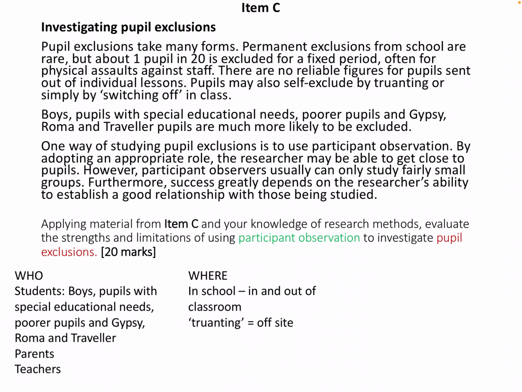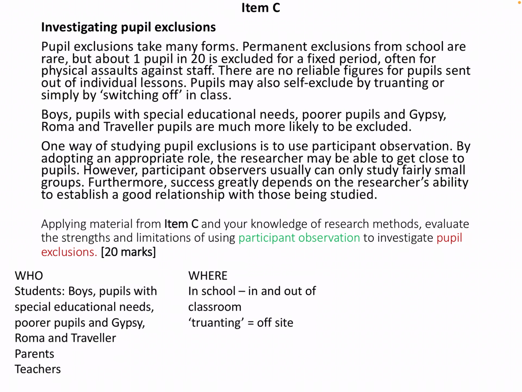The where, this is going to take place definitely in school, I would say, but also not just in the classroom. What sorts of behaviours around school might lead to students getting excluded and how are those dealt with, fairly or not. And again, the item helps you out with this one. They mentioned truanting. If those students are truanting, you're going to have to find them off-site. Okay, so maybe town centres, parks, where do truanting students go off to hang out?